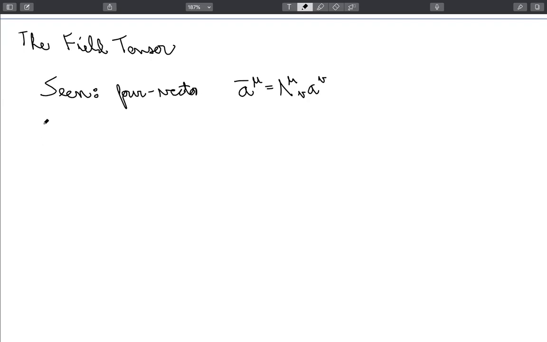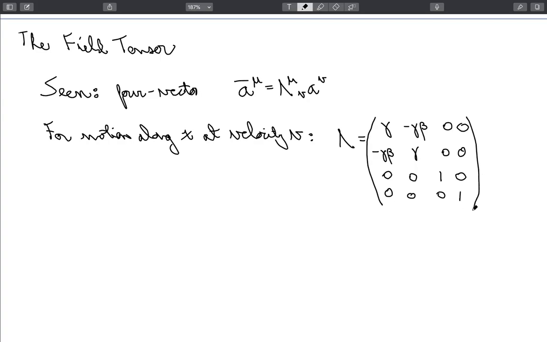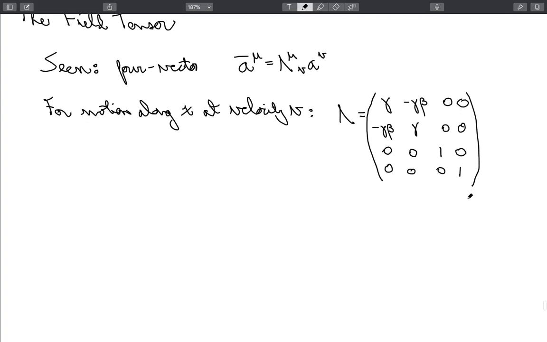The simplest one is for motion along x at velocity v. Then what we have is that this lambda is just the following 4x4 matrix: gamma, minus gamma beta, 0, 0, then minus gamma beta, gamma, 0, 0, and then just diagonal 1, 0, 0, 0, 0, 1. Okay, so that's one case where motion is along the x-axis. Right, so that's the way these 4-vectors transform.